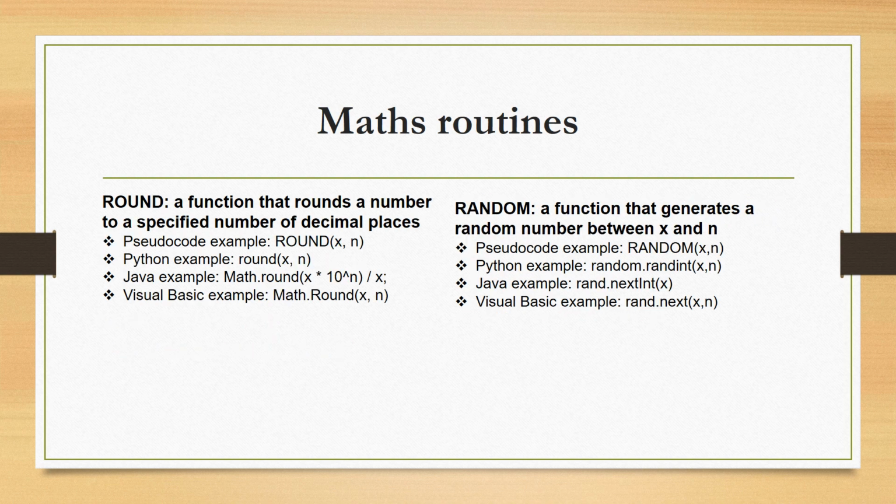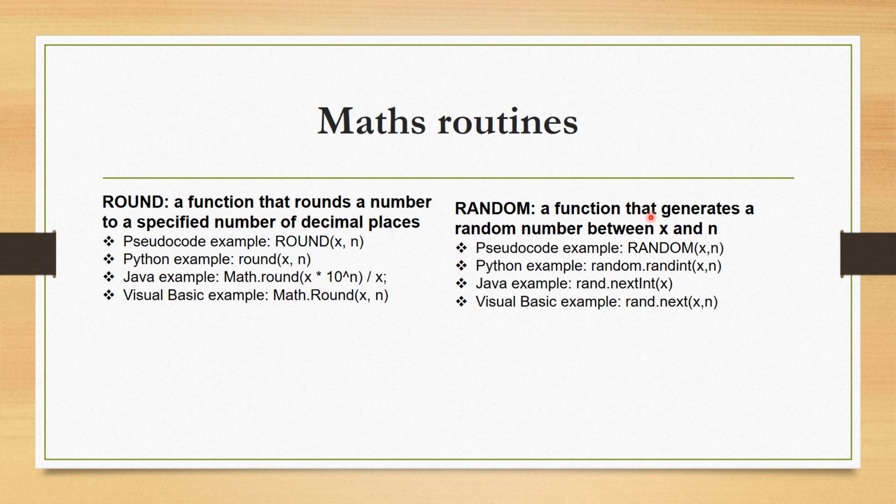Round function and random function. Round function is a function that rounds a number to a specific number of decimal places. In pseudocode, round x n, let's say x is any variable and n specifies the number of decimal places we have to round this number to. In Python, we will be using the round function like this, round x n. In Java, we will be using math.round. And in VB, it's also given.